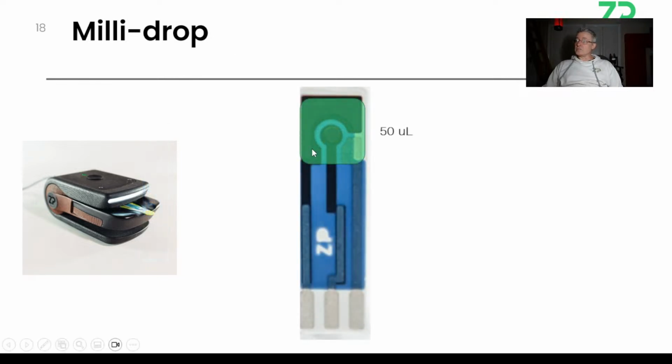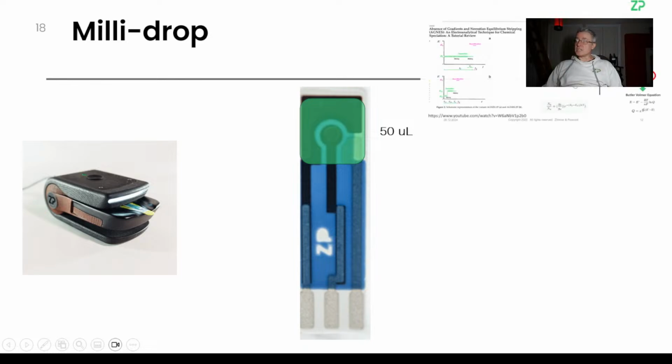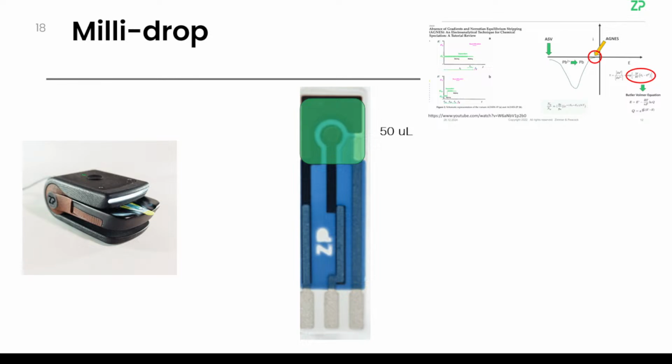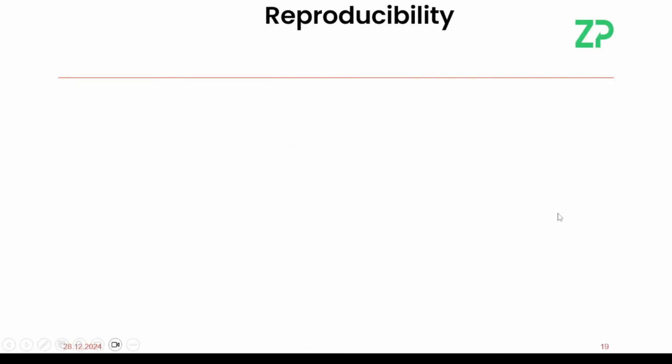But I think we can learn something from the way that they are able to do that speciation by not just applying a gross potential like we do in ASV, anodic stripping voltammetry, but actually applying a more subtle potential. And so we can learn something from that.